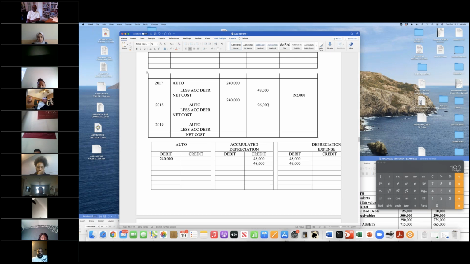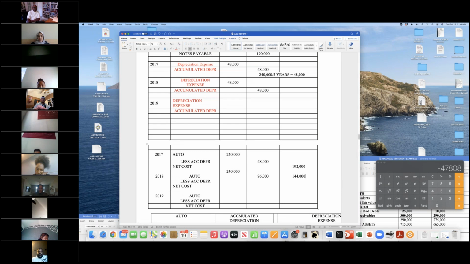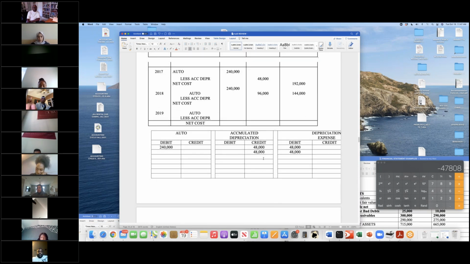So what's the net value of the car left now? $144,000. So we're showing that we still know what the cost is, but we're writing off the depreciation. You all should be able to do the third year. What's going to be in the AJE? $48,000. Accumulated depreciation credit again for $48,000. So when we go to our T account, we get another $48,000, and another $48,000 in the expense the next year.